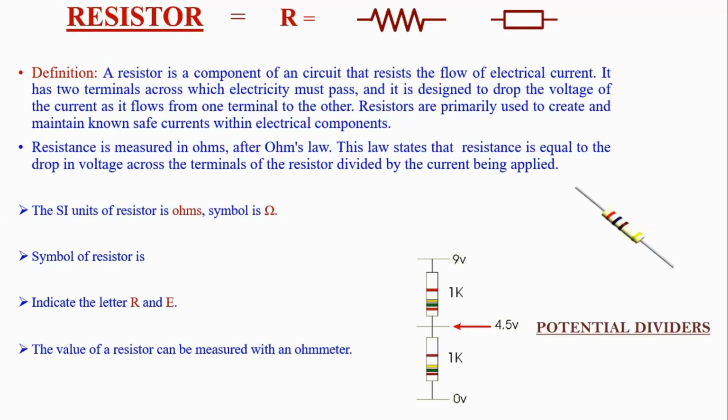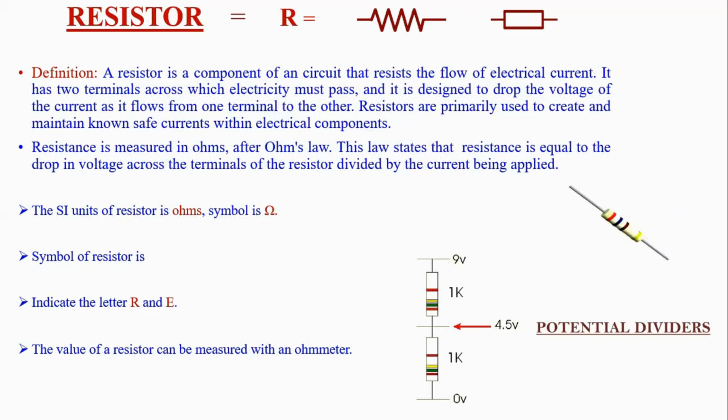Resistance is a very important part. Resistance is measured in ohms; that is the value. What is ohm? He was a scientist. The law states that resistance is equal to the drop of voltage across the terminals. It has two terminals, with a drop of voltage across them. Ohm's law stated that.